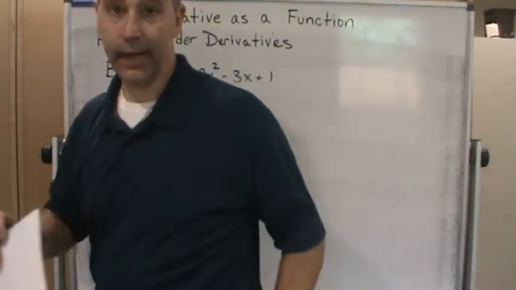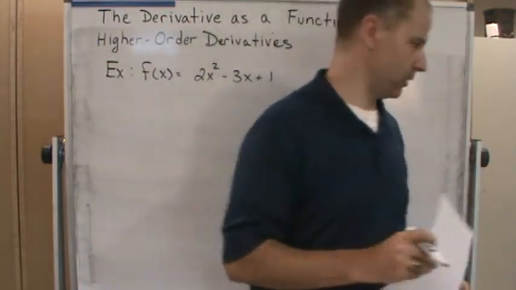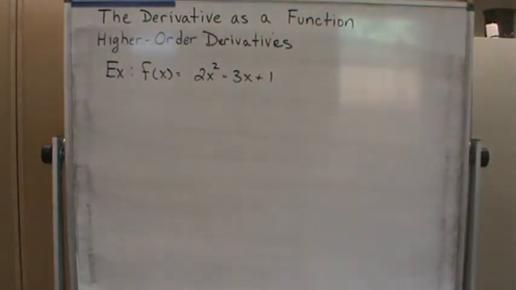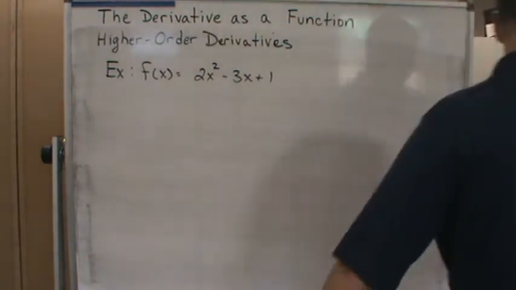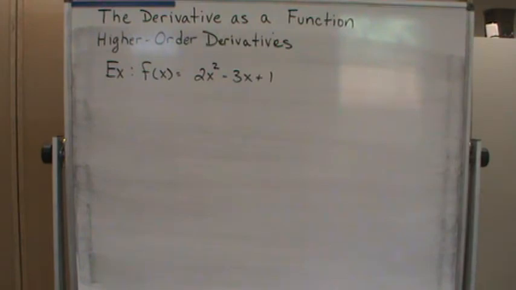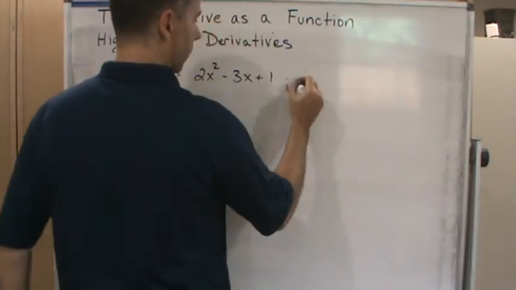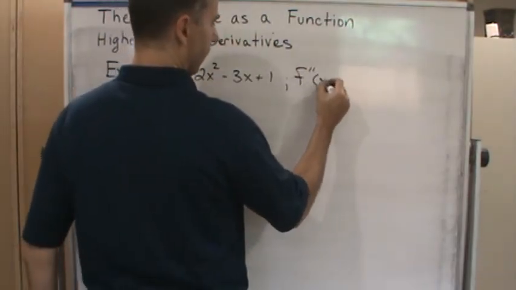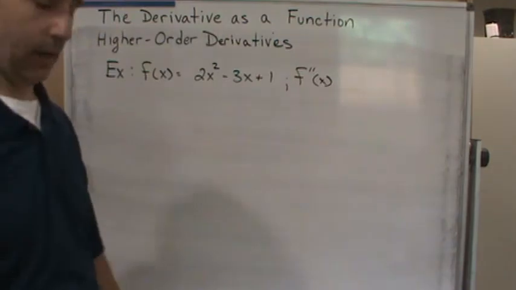Okay, now welcome back. So we're going to do an example. This is the first of two examples that we're going to do. And what we want to do is find the second derivative. I think that's what they want us to find. They want us to find f double prime of x. Okay? So they want us to find the second derivative of x.